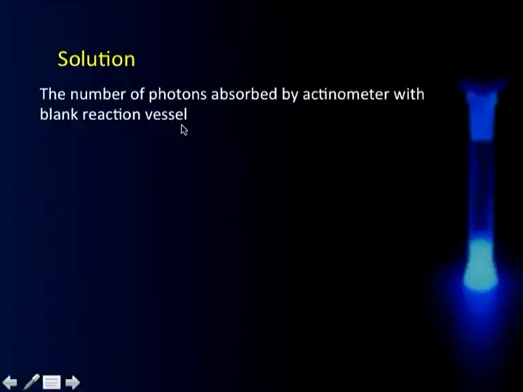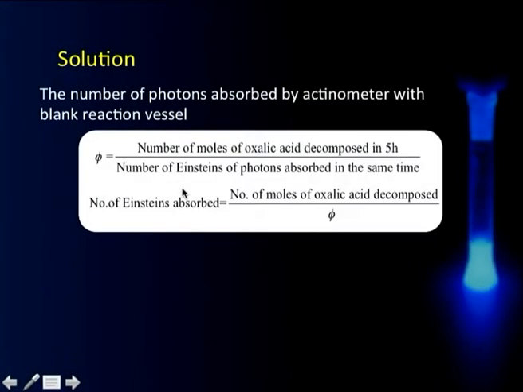How do we go about it? The first thing we have to find out is the number of photons absorbed by the actinometer with the blank reaction vessel. That is the first data point we had. We know that phi, we defined it to be equal to the number of moles of oxalic acid decomposed in the given time, in this case 5 hours, divided by the number of Einsteins of photons absorbed in the same time.